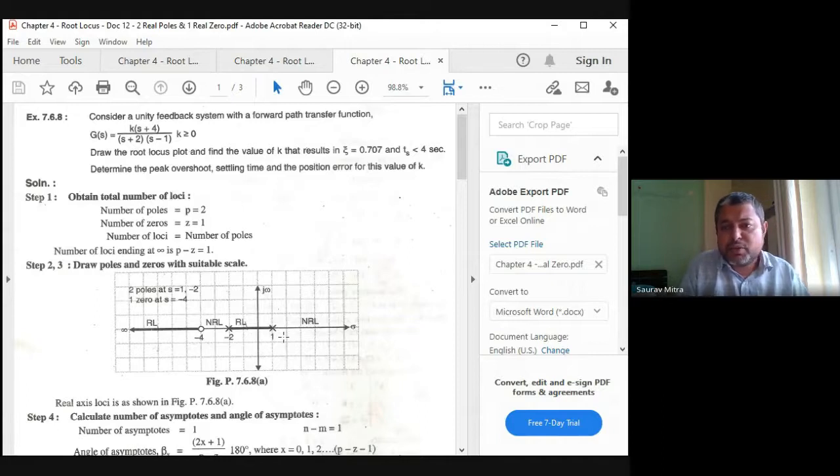Same thing for the real axis root locus, whether it is a part of the root locus or not. Yes, it is a part of the root locus because this point 0 is a part of the root locus or not.